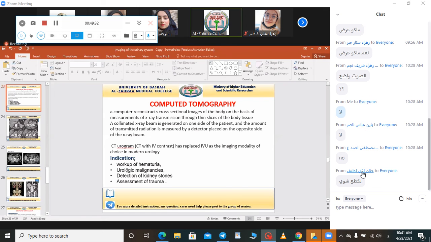Secondly, for urologic malignancy, CT urogram can almost diagnose all types of urinary malignancy. Third is the detection of kidney stones. Kidney stones, as we said before, can be diagnosed by KUB and by ultrasound, but CT is the most sensitive method for diagnosis and detection of kidney stones. Lastly, in the assessment of a trauma patient, it diagnoses the type and site of trauma and gives us details of trauma to the urinary tract. Okay?